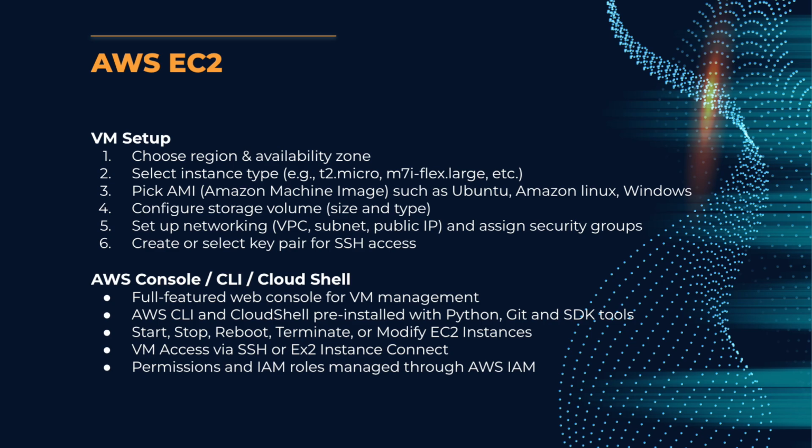AWS offers a web console, CLI, and Cloud Shell for managing EC2 instances. You can start, stop, reboot, or modify VMs and access them via SSH or Instance Connect. All access and permissions are controlled through IAM roles and policies.